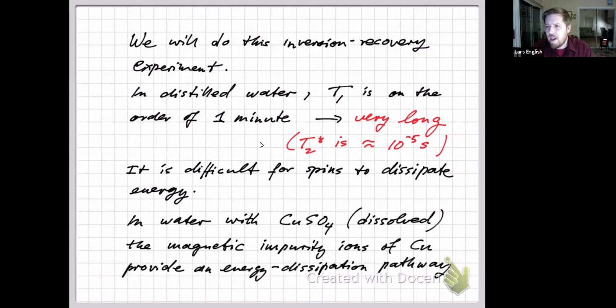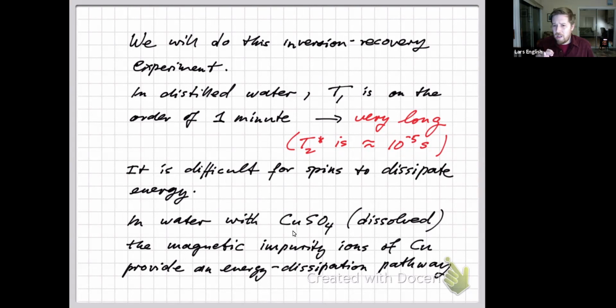So one thing you can do is dissolve some copper compound in water. So it's actually dissolved, and you have these copper ions running around in the water. Copper ions tend to be very magnetic. What that means is they themselves have a fairly large magnetic moment that they carry around.